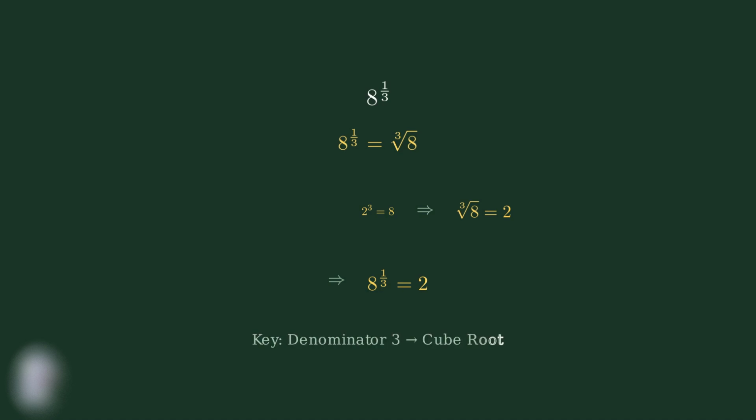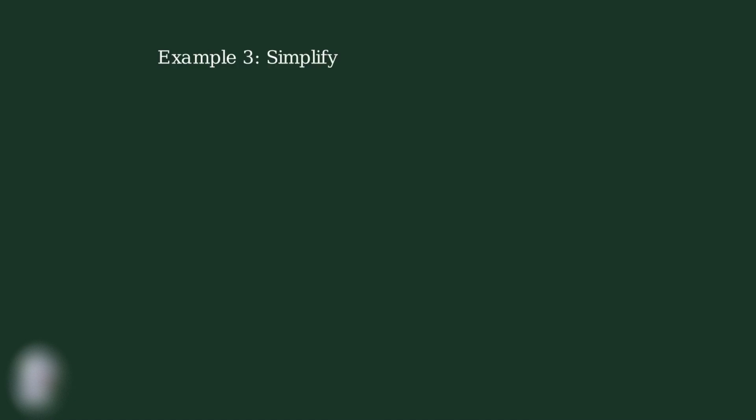Remember this key pattern. When you see a 3 in the denominator of a fractional exponent, it always means you're looking for the cube root. This connection between fractional exponents and roots is fundamental to understanding these expressions. Now we'll work through a more complex example, 27 to the 2/3 power. This problem will demonstrate both methods for simplifying fractional exponents and help you understand when each approach might be more convenient. We have two equivalent methods to simplify this expression.